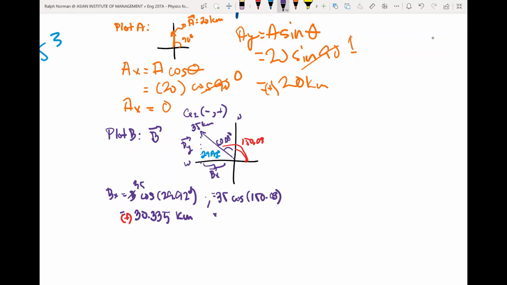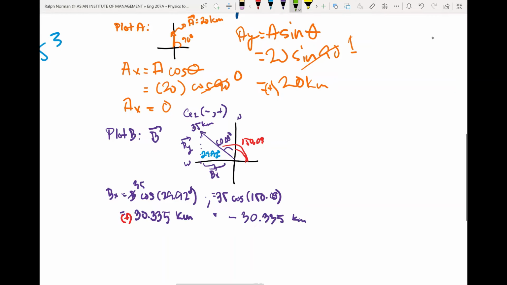guess what? If you solve for it, you would get, let me just get my calculator na rin para sabay tayo. 35 cosine 150.08. 35 times cosine of 150.08. Nabahan ako ng konti, nag-syntax error yung calcio ko eh. Honestly, pinagpapawisan ako nung nag-board exam eh. Syntax error. So, guess what? If you solve this, you would notice that it's negative 30.335 kilometers.